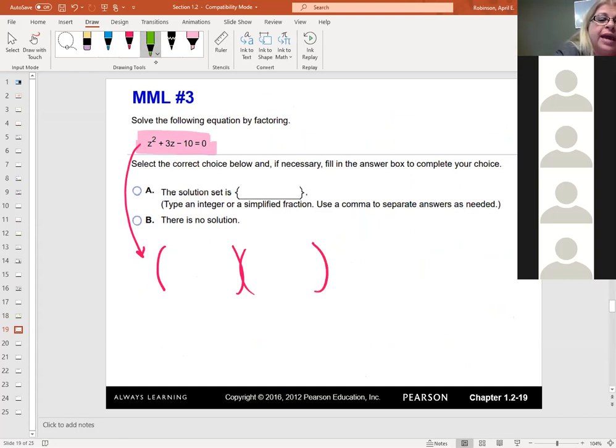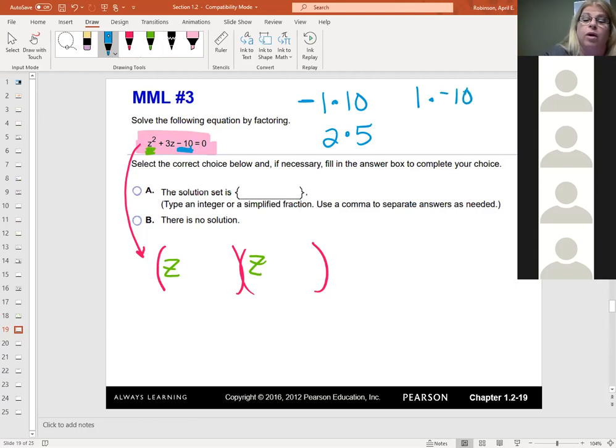Because it starts with a z squared, that's got to be z times z. And then it ends with a negative 10. Now I got choices on this one, because 1 times 10 is 10 and 2 times 5 is 10. But it's a negative. So I either have to have a negative 1 times a positive 10 or a positive 1 times a negative 10, or a negative 2 times a positive 5, or a positive 2 times a negative 5. I've actually got 4 possibilities. However, you have to pick the one that is going to add up to a positive 3z.